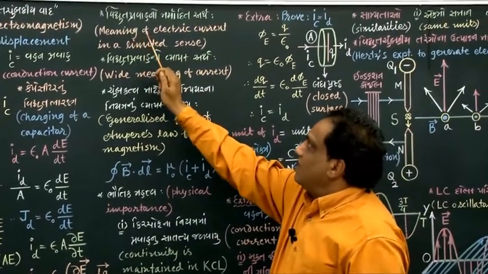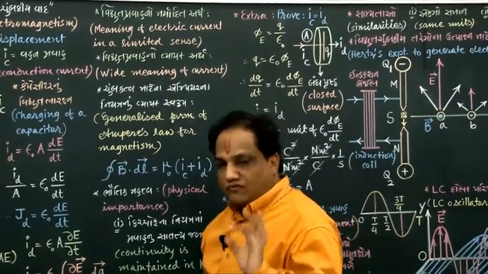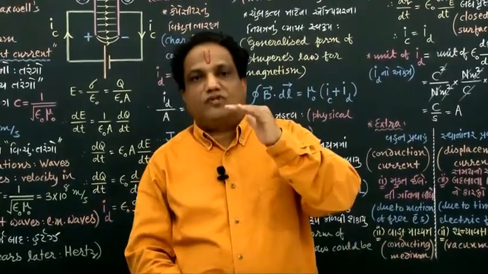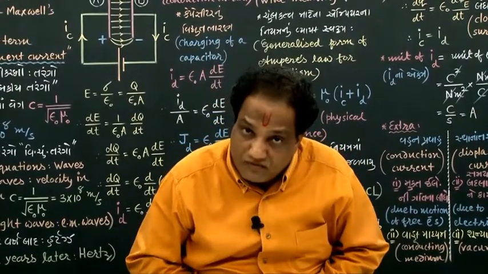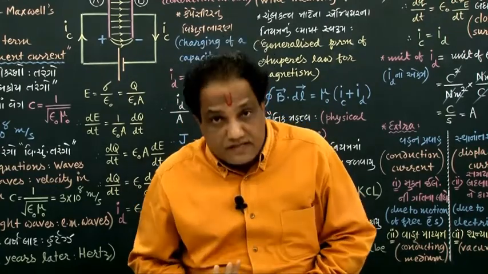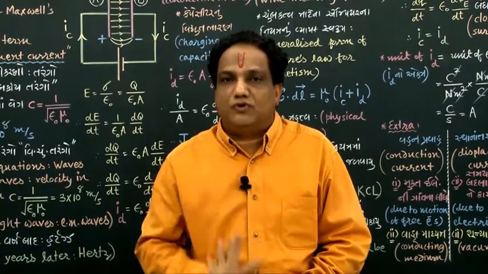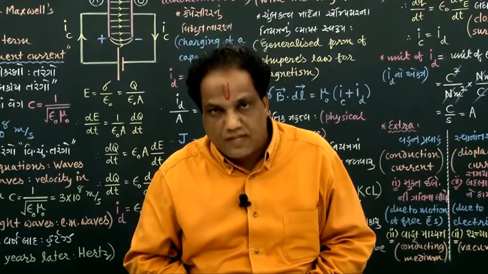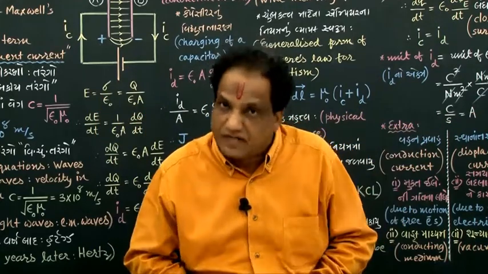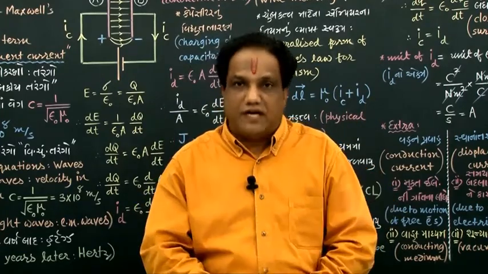Now what is the meaning of electric current in a limited sense? Up till now, whatever concept we had developed in our mind regarding electric current was from a limited viewpoint. What was that limited viewpoint? Up till now we were taking current as the flow of electrons just in the direction opposite to the direction of electric current. That's all. But from now onwards we should give a broad meaning of electric current. Let us generalize this concept. What is the wide meaning of electric current?